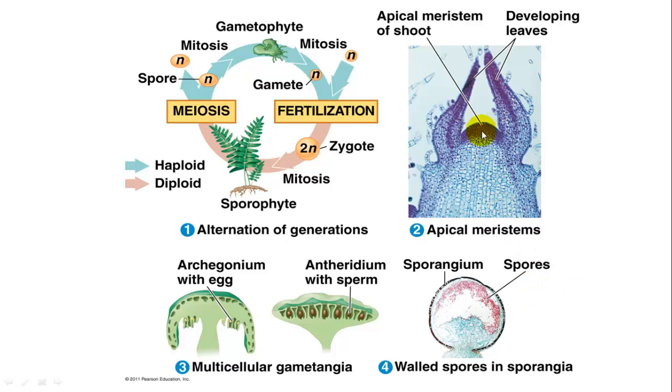Apical meristems refer to the growth of, and we looked at these in the onion root tips under the microscopes, the area of mitosis which is occurring, which is where growth occurs at the roots and the shoots. A multicellular gametangia, this is the structure which produces gametes, and then walled spores in sporangia. Okay, and we'll explain more about that in a bit.